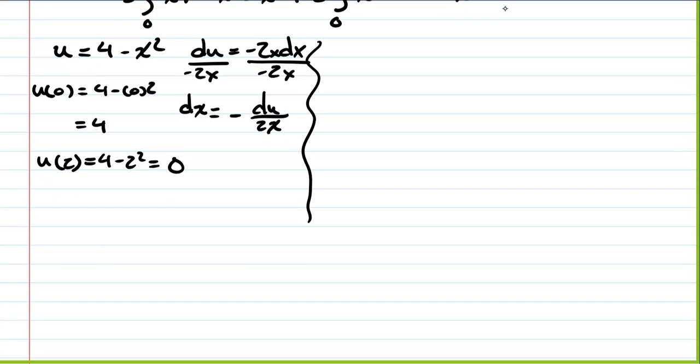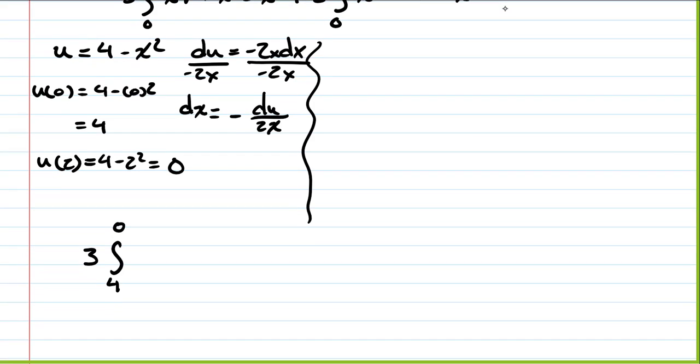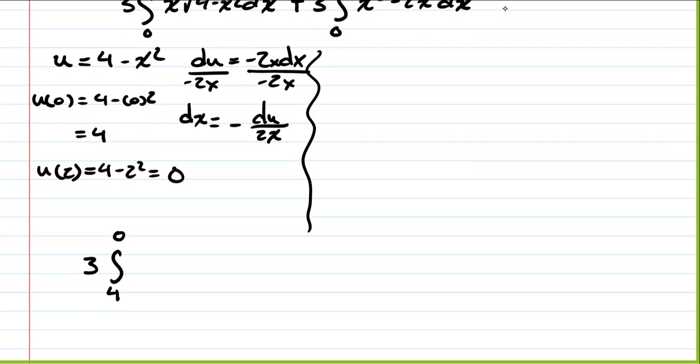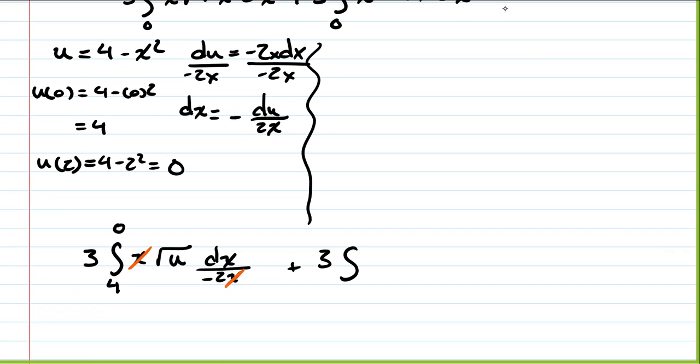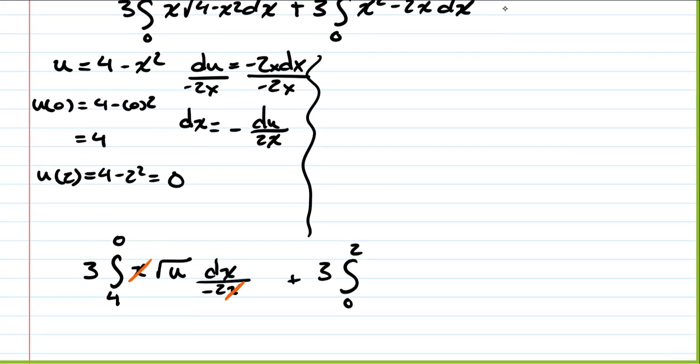So let's go ahead and do that. So we have 3 times the integral. Our new lower limit of integration is 4, and our new upper limit of integration is 0, of, and now we substitute out, we have our x times the square root of u, and then dx over negative 2x. Our x's reduce out, as they should, plus our other integral just coming along for the ride, right? We haven't done anything to this second part yet, and we have x squared minus 2x dx. And sorry, I wrote dx there, but we substituted dx out for u.